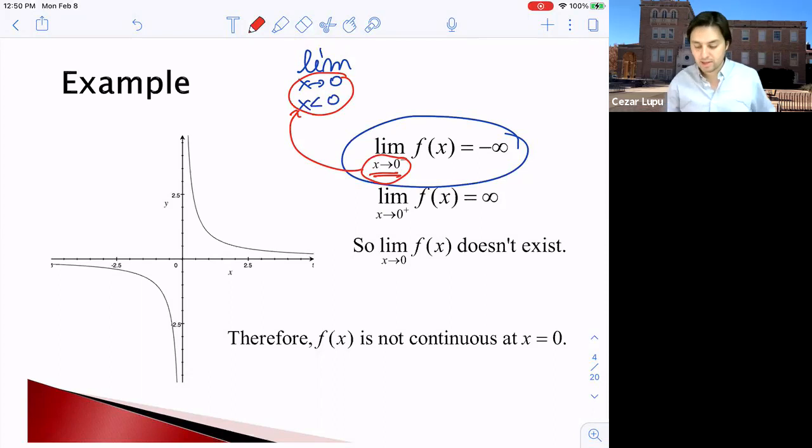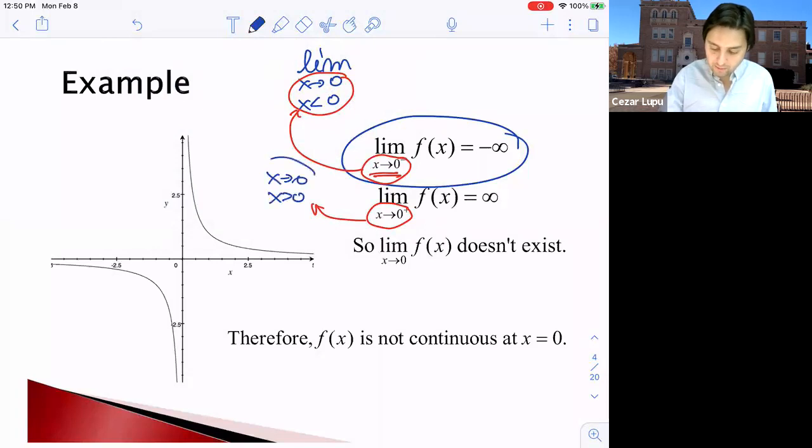And the same thing goes from the right. So 0 plus is nothing else than x approaches 0 for values greater than 0. So that's what we mean. All right. But you see, the two limits are different. The first one is negative infinity, the other one is positive infinity. So the limit does not exist.